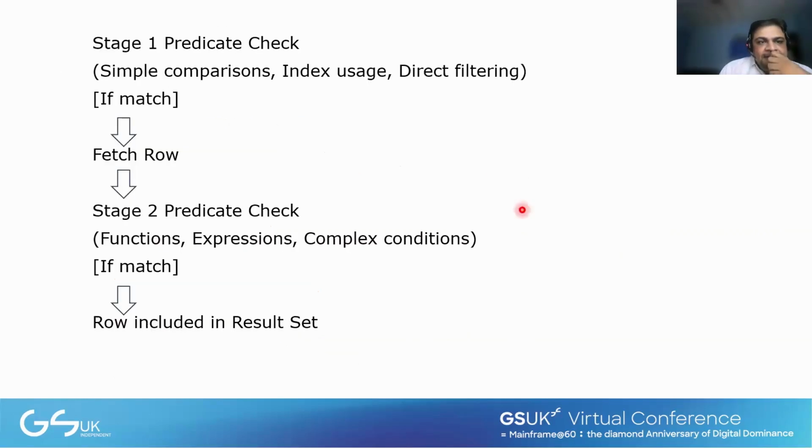So this is the processing. Stage one predicate check: comparison index uses direct filtering. If those match, you fetch the row. Once the row is out, stage two predicate check happens. Different functions, expressions, complex queries, that happens. And then if those match, then you get the output result set.